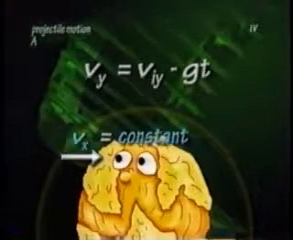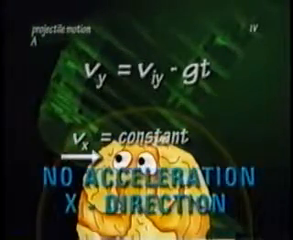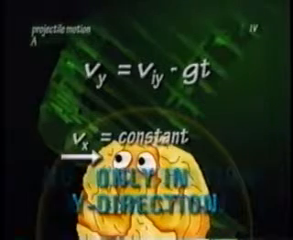Got it? Now, the horizontal velocity stays the same during the flight because there's no acceleration in the x direction, only in the y direction. That's why in the first equation, we don't worry about the x component of velocity, because v sub x equals the initial velocity in the x direction, v sub ix, all the time. And that's our second projectile motion equation. V sub x equals v sub ix.